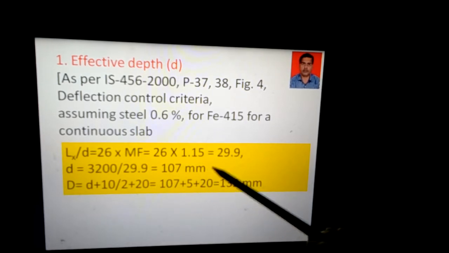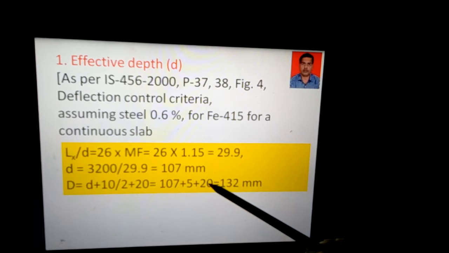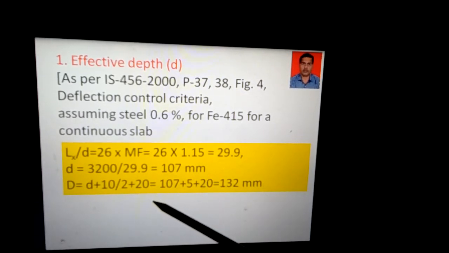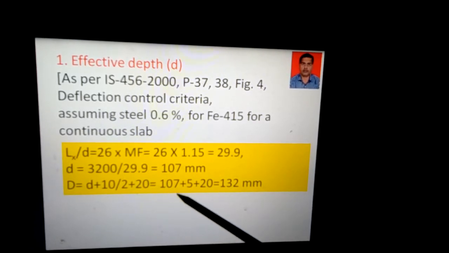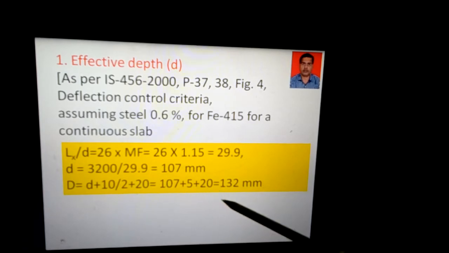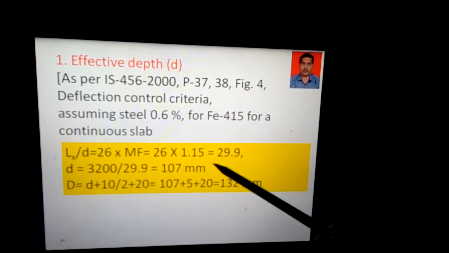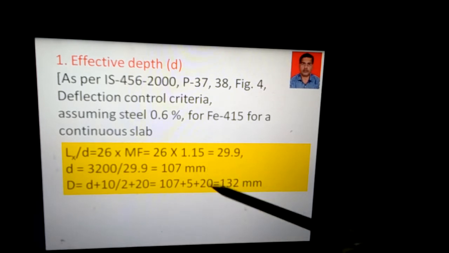So with this small d value, we have to calculate the total depth, that is the overall depth of the slab, capital D, that is small d, plus the bar diameter assumed divided by 2, plus the clear cover below the main steel bar at the bottom of the slab, 20. That is 107, plus 5, plus 20, becomes 132. So we have overall depth of 132 millimeter, and the effective depth of 107 millimeter.